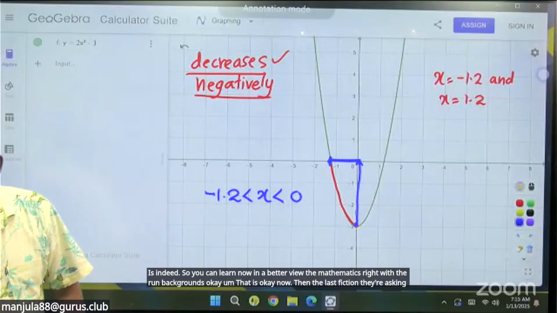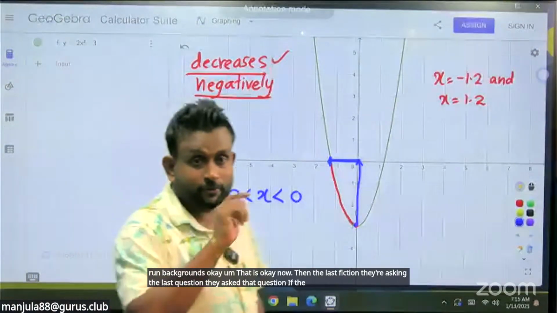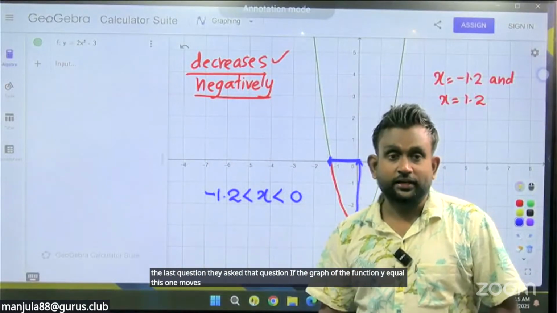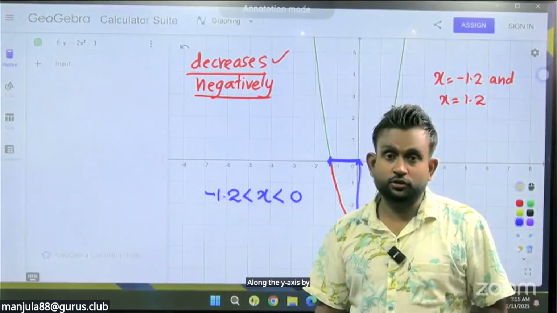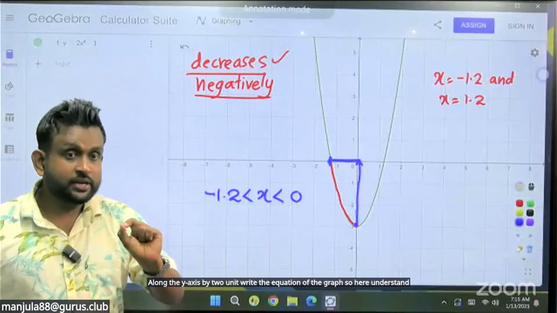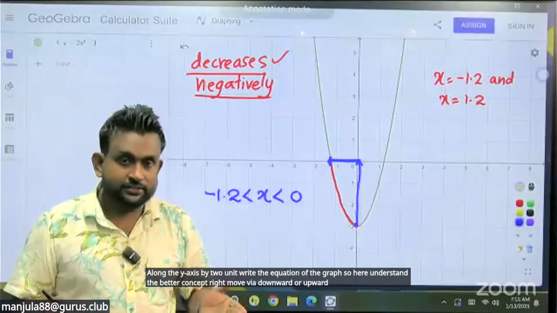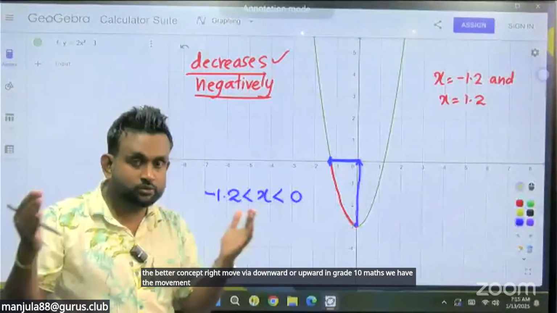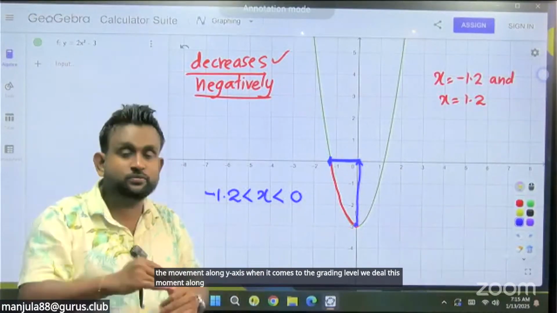The last question they ask is: if the graph of the function y equals this one moves downwards along the y-axis by 2 units, write the equation of the graph. Here, understand the concept better: move downward or upward. In grade 10 maths, we have movement along the y-axis. When it comes to grade 11, we deal with movement along both the y-axis and the x-axis.